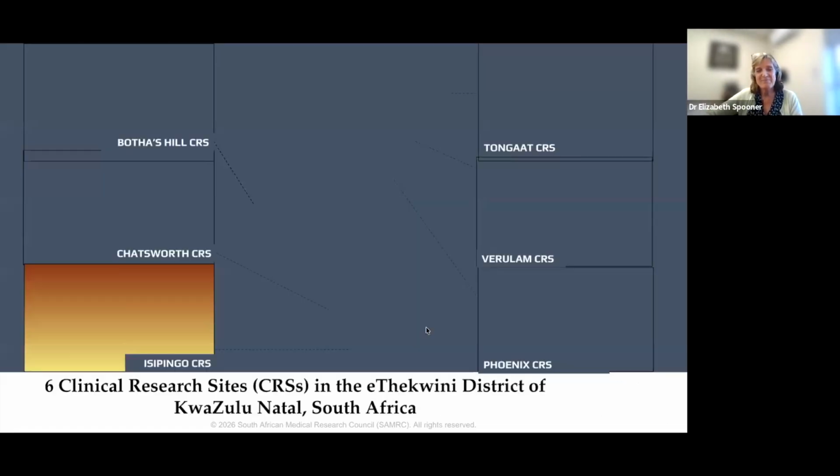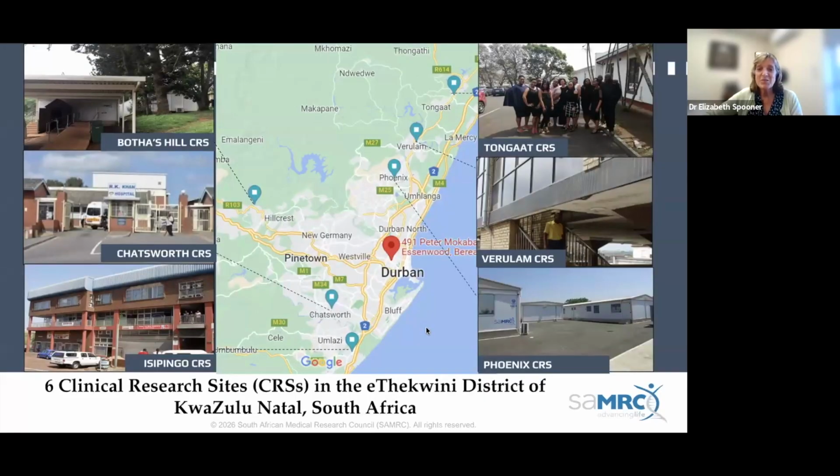Thanks. Next one. So this is just where we are. We are in Durban, which is a city on the east coast of South Africa, and we have 6 clinical research sites in our municipality. As you can see, 3 in the north, 2 in the south, and I'm the PI at Bothas Hill, which is that western site there.